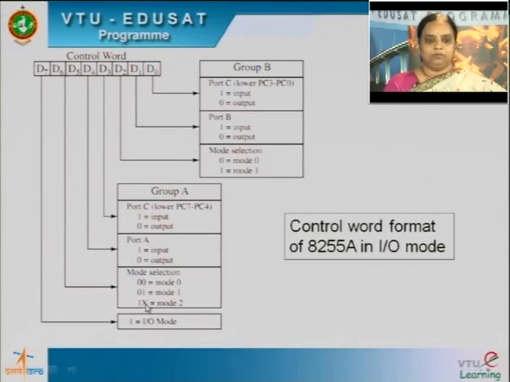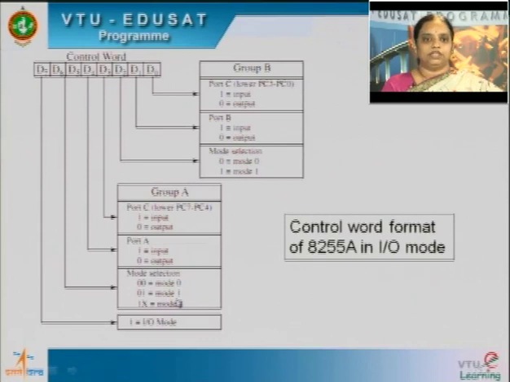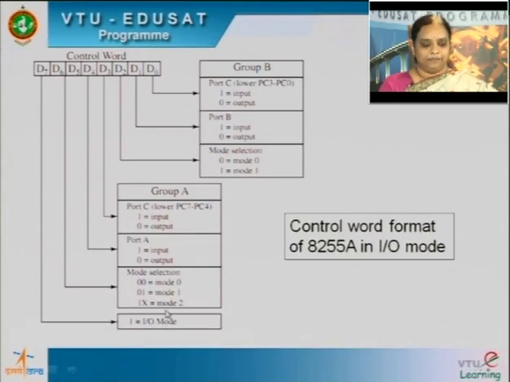Port A has 3 modes. The basic mode is mode 0, simple I/O mode. Then we have mode 1 with handshake signals. That's used for ADC data transfer, etc. Then mode 2 is for bidirectional data transfer.